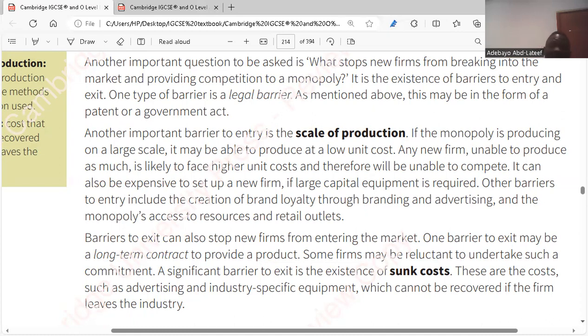So you will be able to sell at a lower price because you are operating on a large scale. But a new firm coming in will not take that risk to operate on a large scale initially. So the fear of not being able to compete when it comes to price would make them opt out of the market. They wouldn't want to risk it because they already know that it's difficult for them to sell at a lower price, since that firm is dictating the industry. Do you get it? Yes.